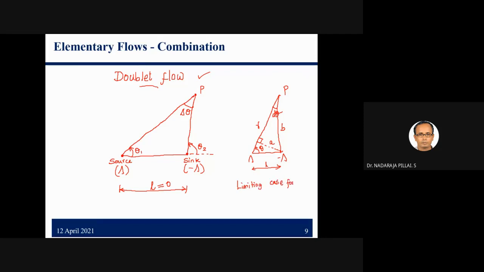Limiting case for doublet flow. In the limiting case for doublet flow, when L tends to 0, then L multiplied by the strength becomes constant. We will have a discussion, so please take this down, and we will discuss this further.